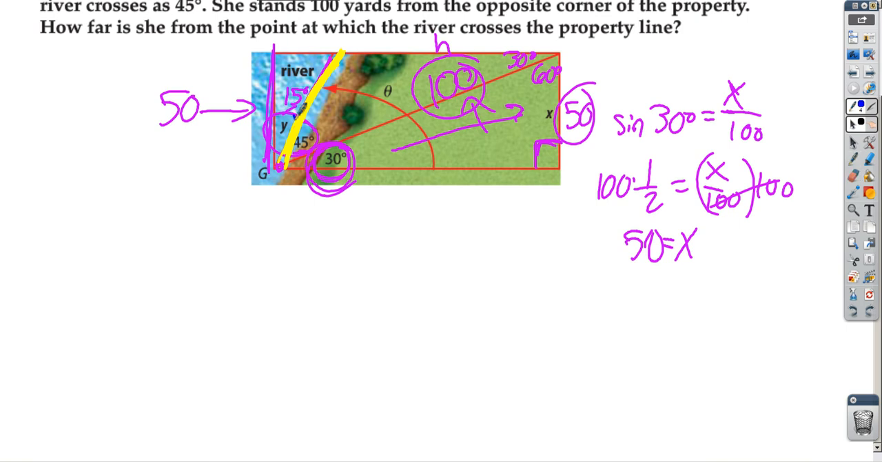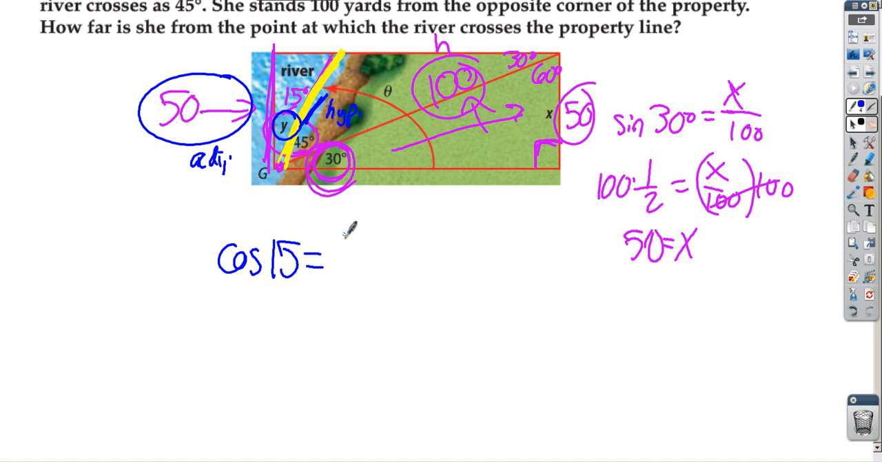Okay, so this angle 15, we're dealing with the side that's adjacent to it, and we're dealing with this hypotenuse. This yellow is the hypotenuse. So adjacent and hypotenuse would be cosine. So the cosine of 15 degrees is the adjacent side over the hypotenuse. And we want to solve that for y.